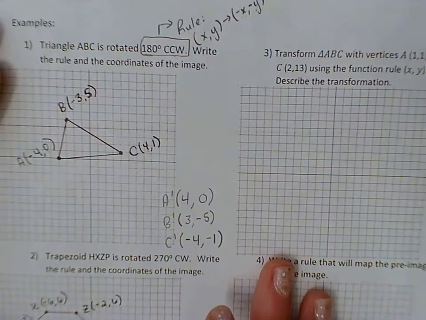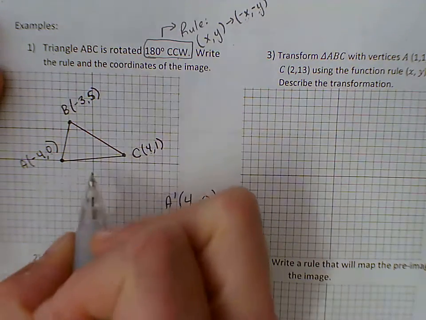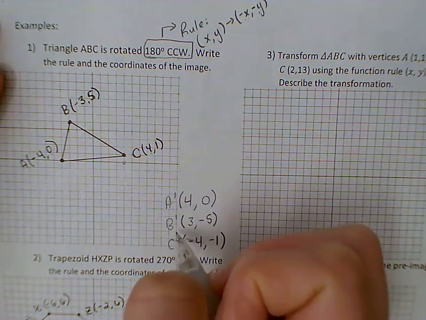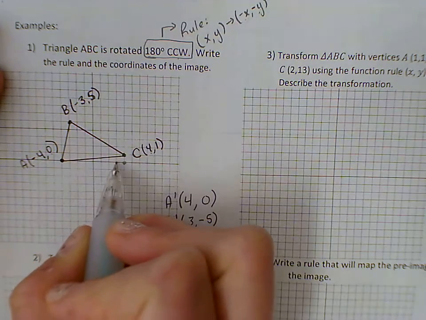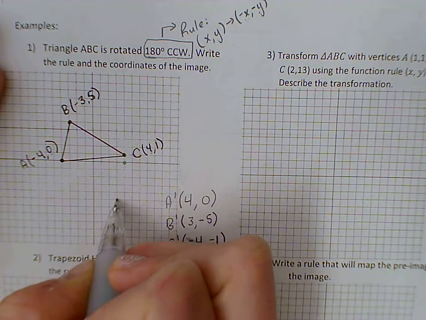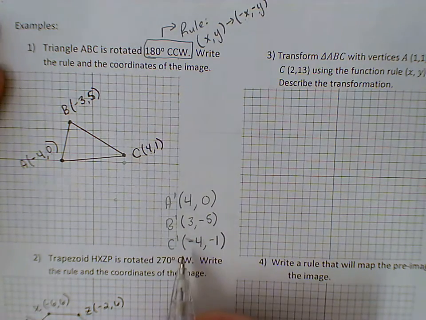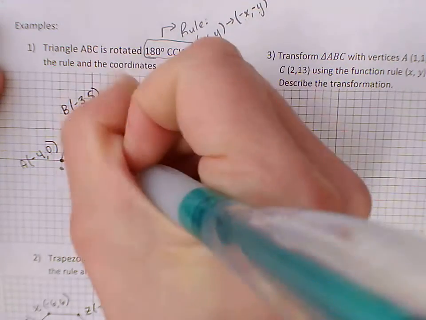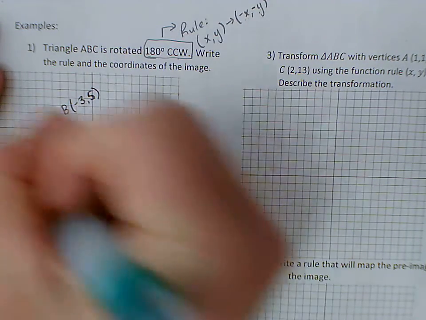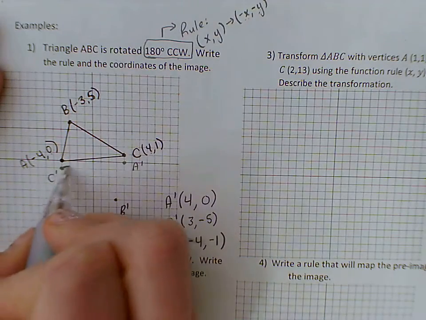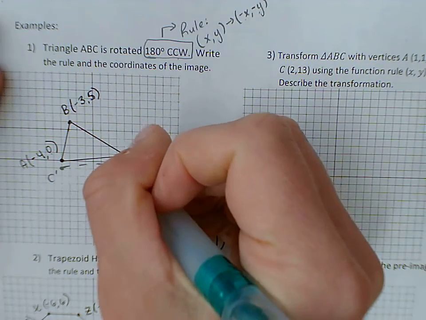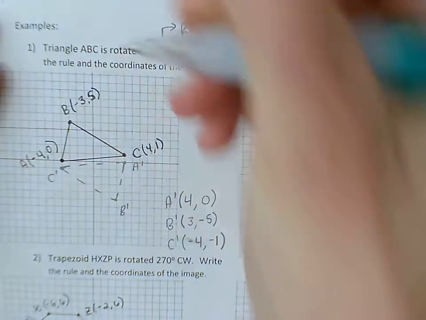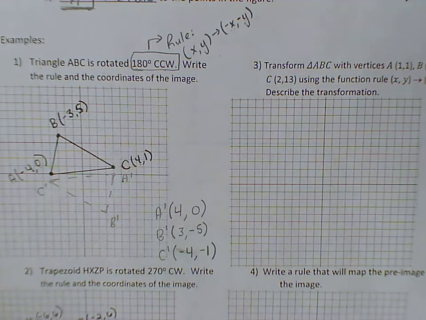But let's graph this and just verify it. So A prime is now at 4, 0. So 1, 2, 3, 4. That's where A prime lands. B prime is now at 3, -5. 1, 2, 3. 1, 2, 3, 4, 5. And then C prime is at -4, -1. So 1, 2, 3, 4. -1. So that was A prime. That was B prime, and that was C prime. And notice, if you think back to when I flipped it or turned it upside down a second ago, it kind of looked like that. So there we go. There is the figure after that rotation.